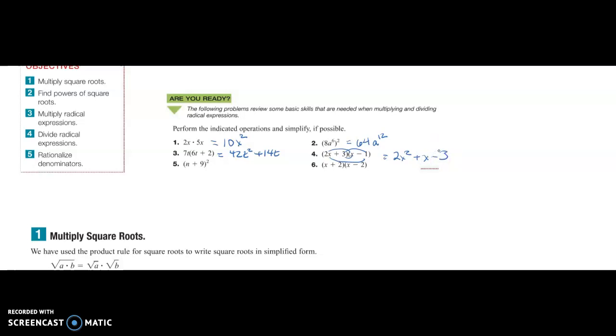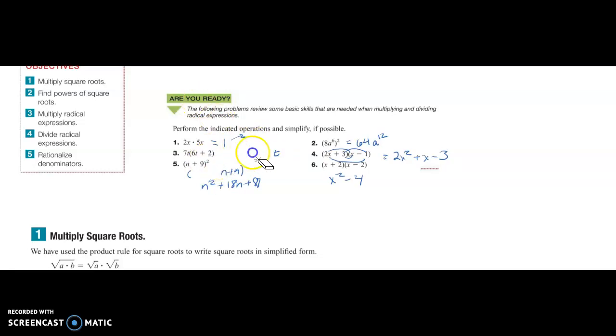All right, number 5, make sure you've got your 2n plus 9s. So when you FOIL that, you're going to get n squared plus 9n plus 9n, which is 18n plus 81. And then lastly, when you FOIL these two binomials, you're going to get x squared minus 4. What's the special name for that? Yes, indeed, the difference of 2 squares. So these 6 little practice problems are going to get you ready for where we're going, and that is multiplying square roots.